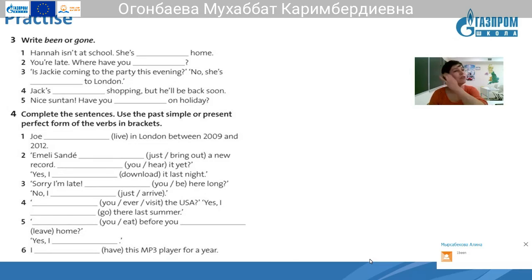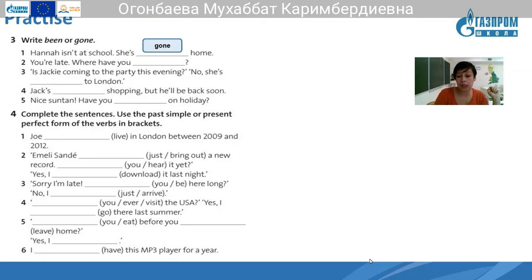What is the difference between been and gone? Been: when you went somewhere and you came back already. Gone means you went somewhere and you're still there. So Hannah isn't at school. She's gone, yes, she went to school and she's still at school. You're late. Where have you been? So she's back and now we can ask, where has she been?